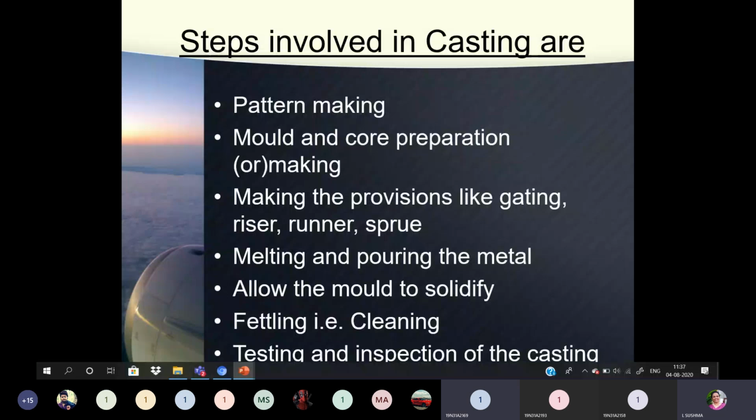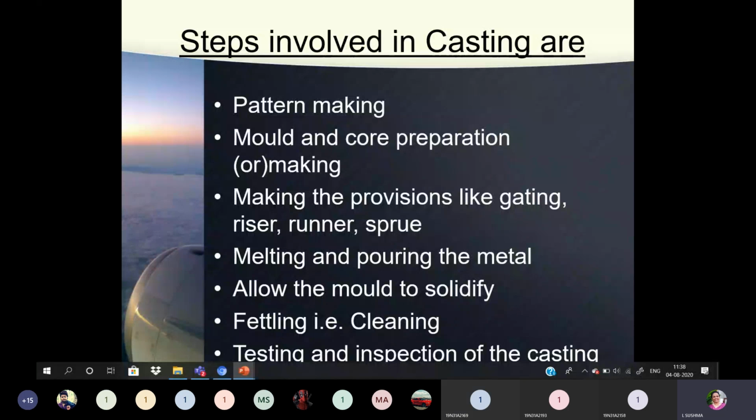The third step is you have to create some gating system so that the molten metal will slowly follow the passage and enter into the mold without disrupting the mold. Okay, then you will melt the metal and pour into the mold. Then allow it to cool. Then you will clean it.